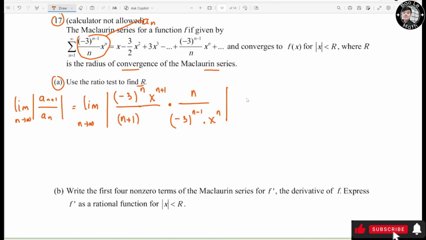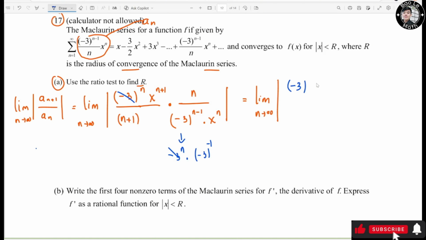So now we're going to simplify this. The bottom right here can be written as (-3) raised to the n times (-3) to the power of -1. So this and this cancel out. So (-3) to the power of -1, I'm going to bring it to the top. It turns out to be (-3) to the power of 1, so it could be -3.